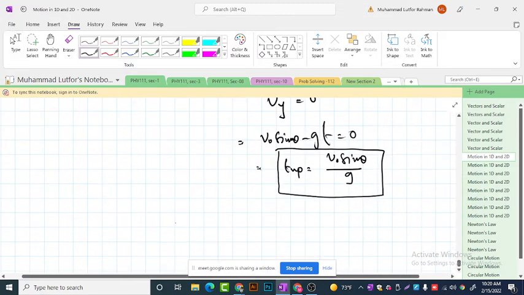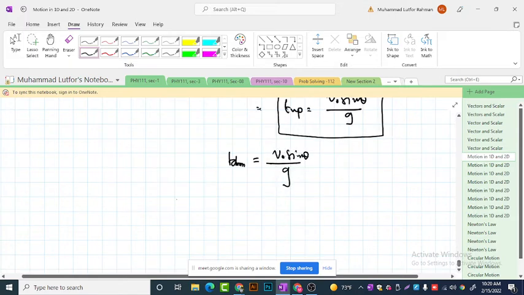Then T down, for the ideal situation, would also be equal, V naught sin theta divided by g. Then the time of flight is the total time it takes, or the time it was in the flying mode. That is why we say time of flight. You can write Tf, the time of flight, as 2T up, which is 2 V naught sin theta divided by g.